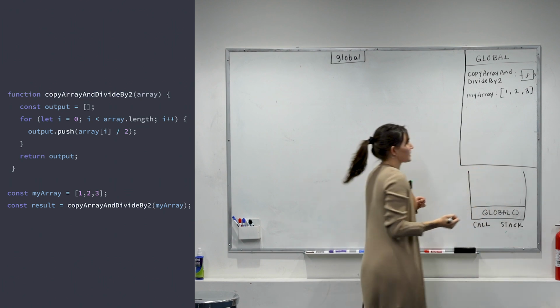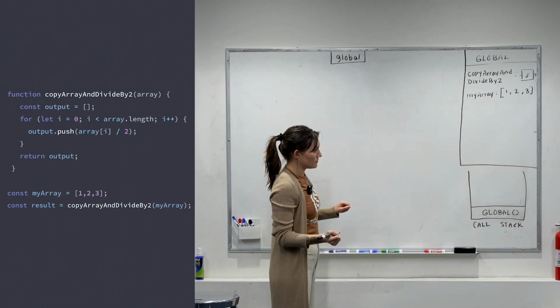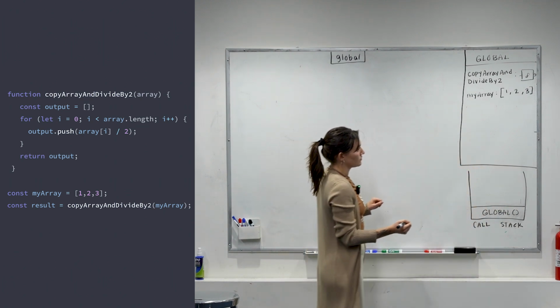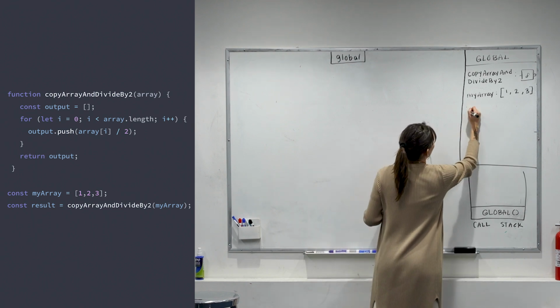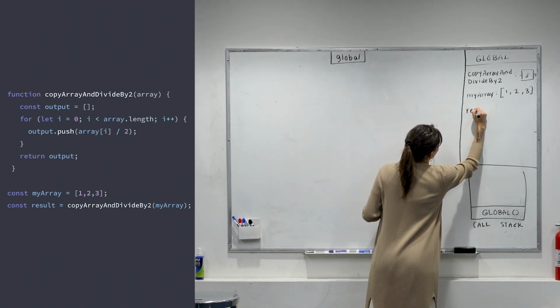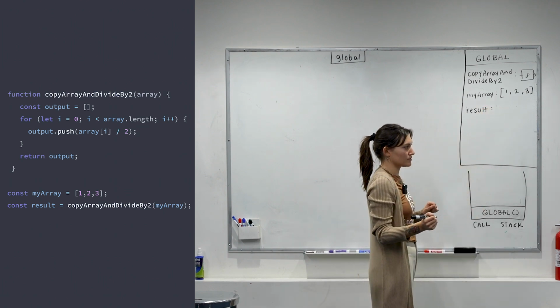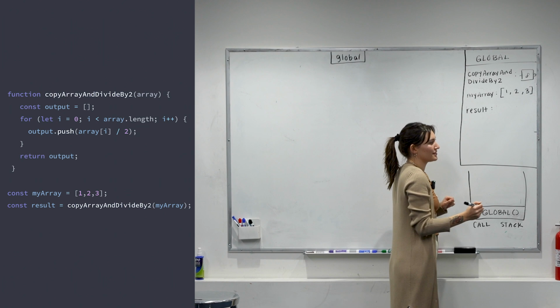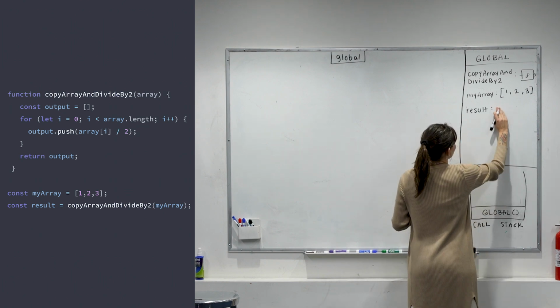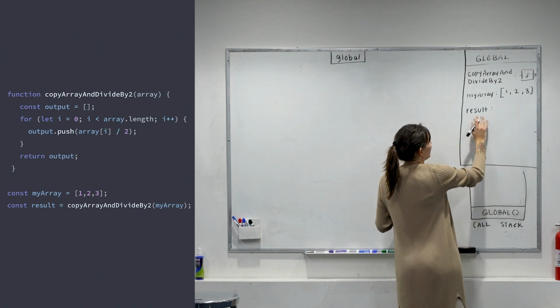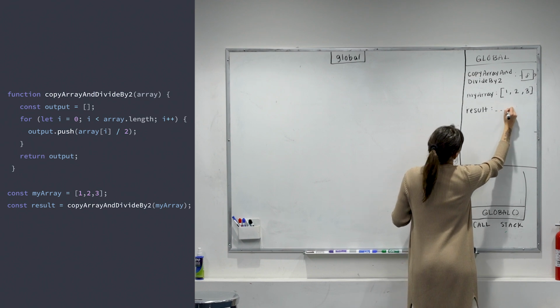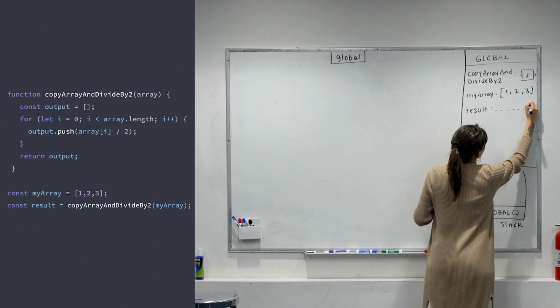All right, what are we doing next? Now I'm going to the line below that. And you're declaring a constant variable, result. And you're assigning it the evaluated result of invoking the copy array and divide by 2 function, passing in my array. Cool. So do we know right now what result is going to be? No. No, absolutely.